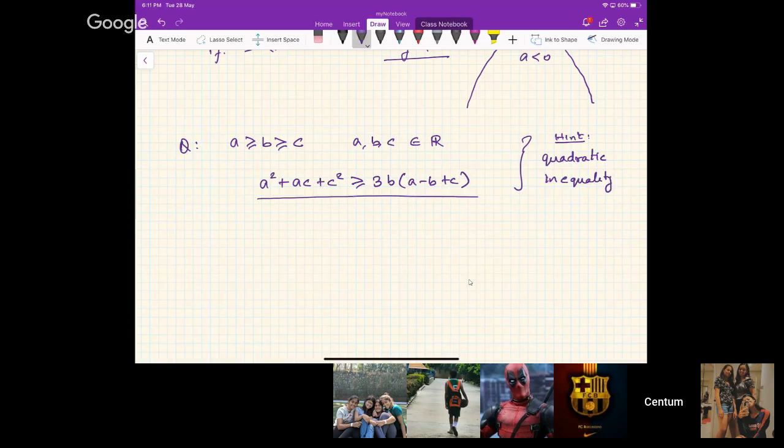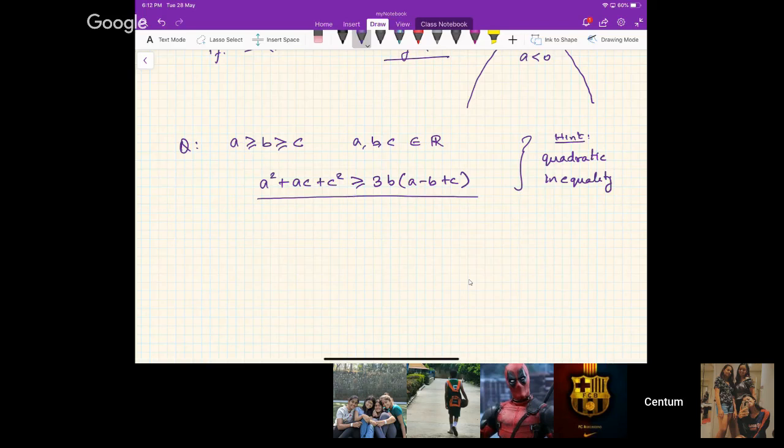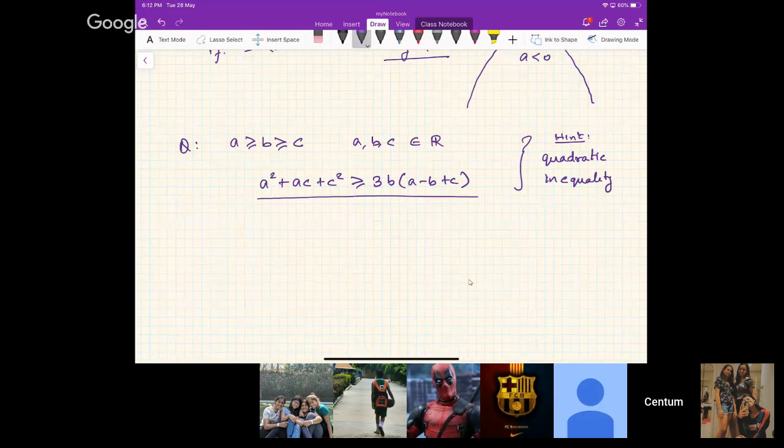Any breakthrough? Yes, guys. Any? So another hint is try to write this as a quadratic in one of the variables, and then try to find out the discriminant D and see what happens. Another hint. Try to, as I told you, express in terms of one variable and form a quadratic equation and then.